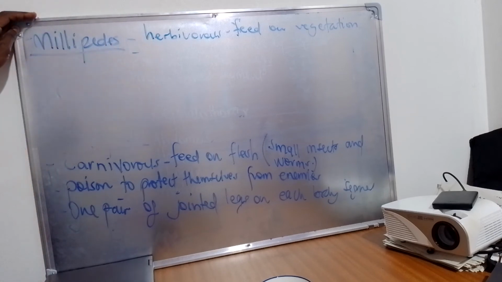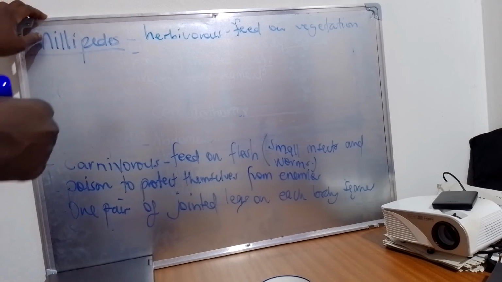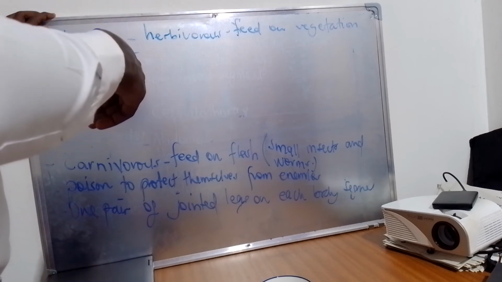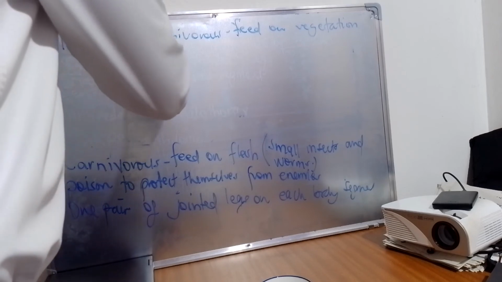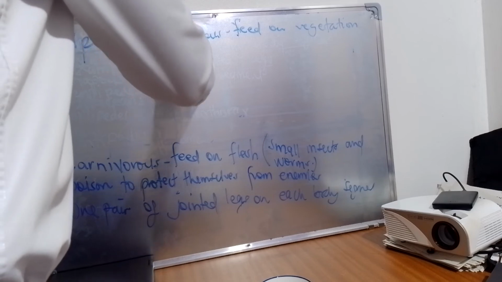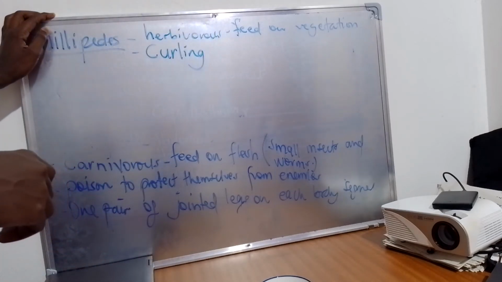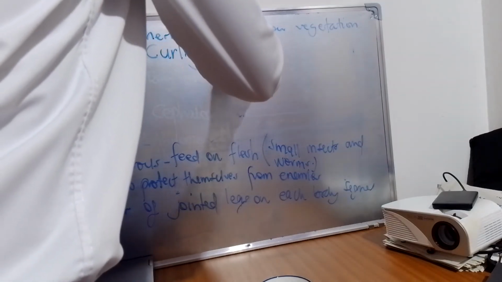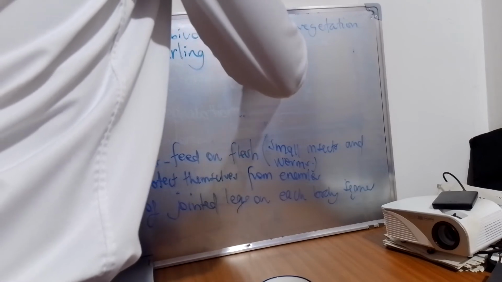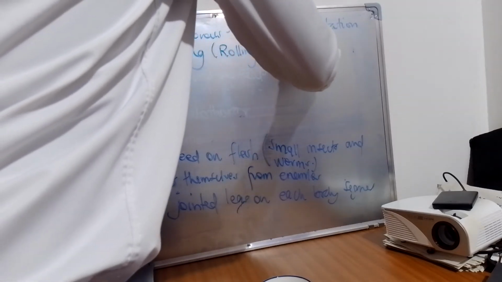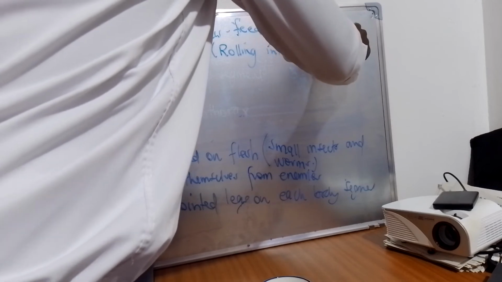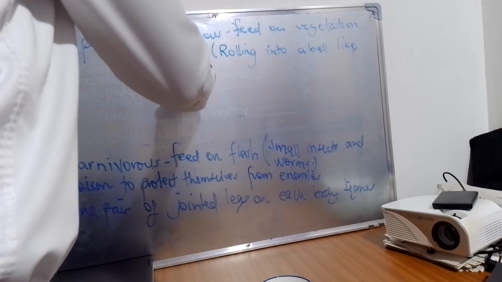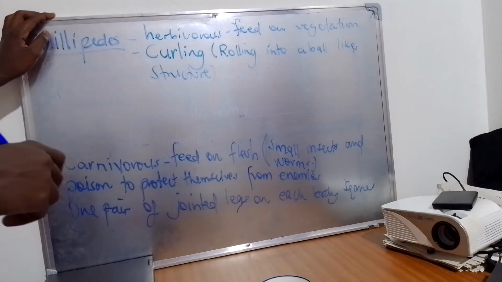How do they protect themselves from enemies? Millipedes roll themselves into a ball, and the process is called curling. They do curling, that is rolling into a ball-like structure. That's what we call curling.